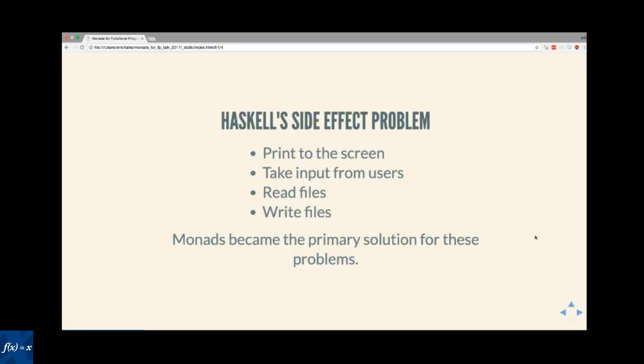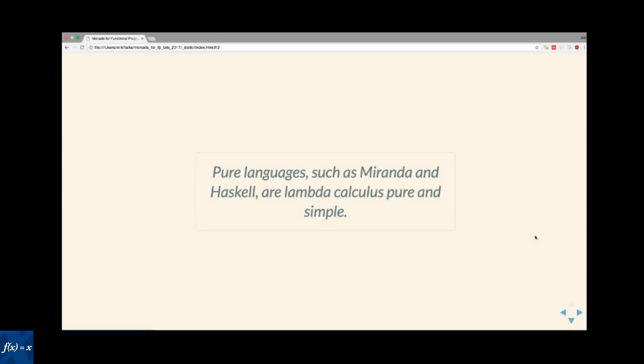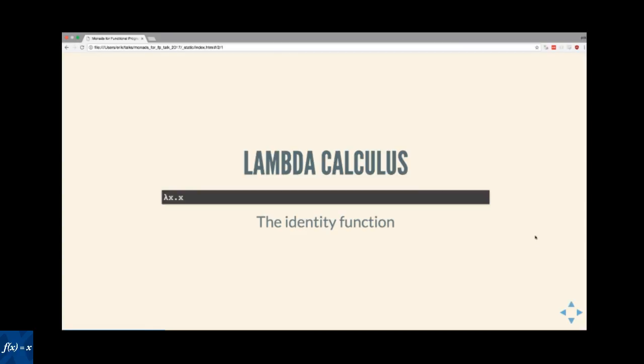Now this is a quote that shows up in the paper. Wadler says, "Pure languages such as Miranda and Haskell are lambda calculus, pure and simple." And he's of course using this word pure in a kind of playful way, I think. So he's saying Haskell really is just lambda calculus. And if you want to understand Haskell, one way to do that is to understand lambda calculus.